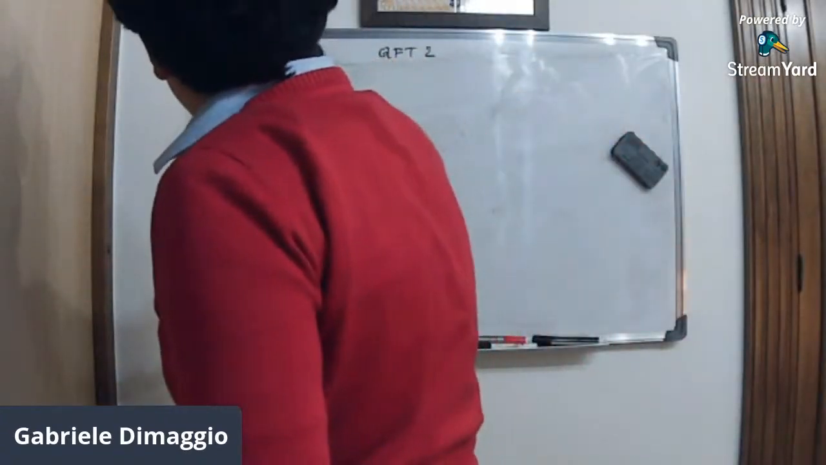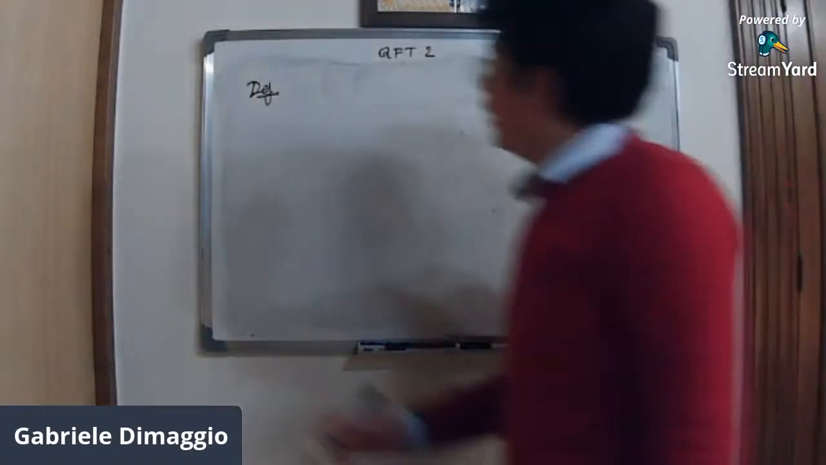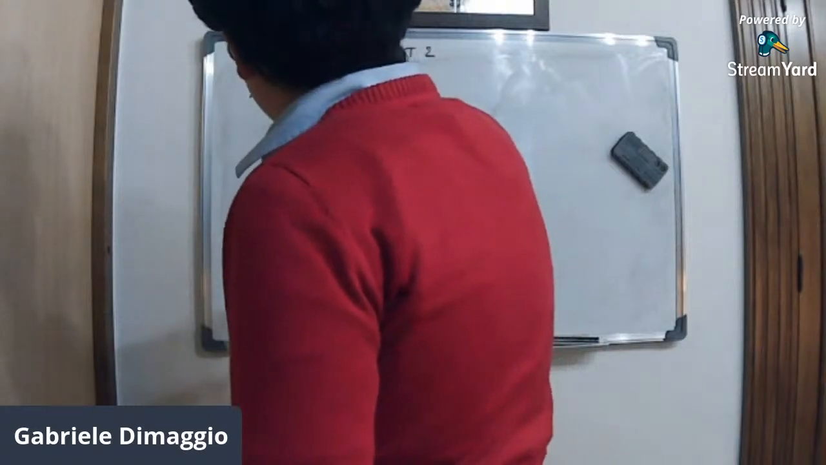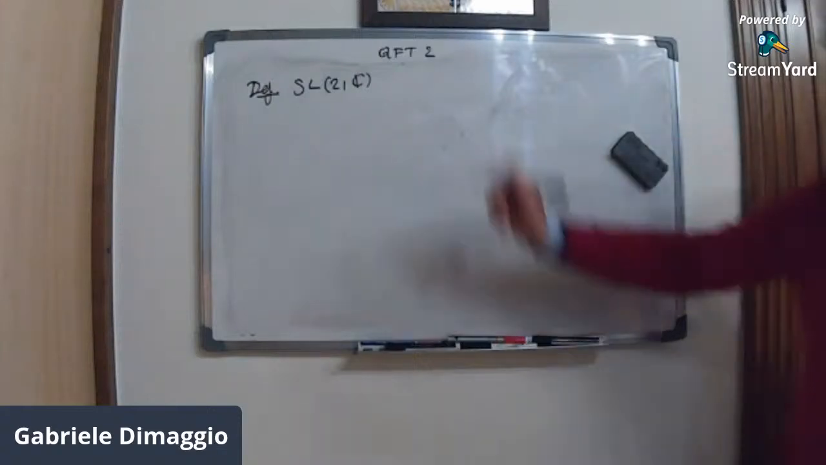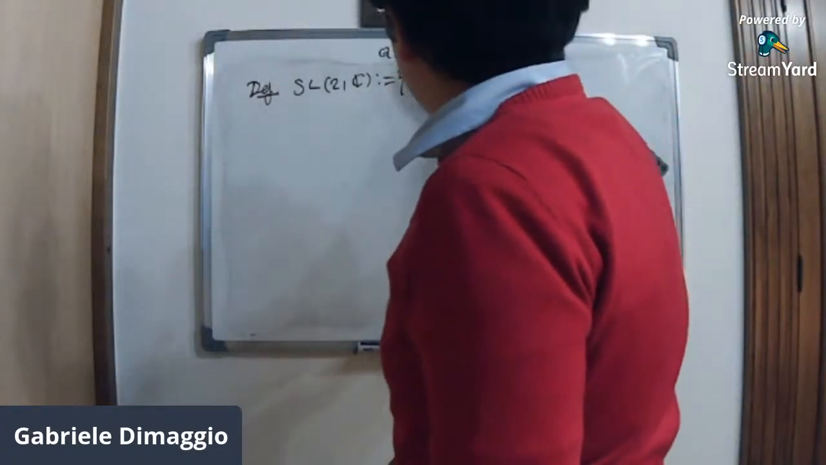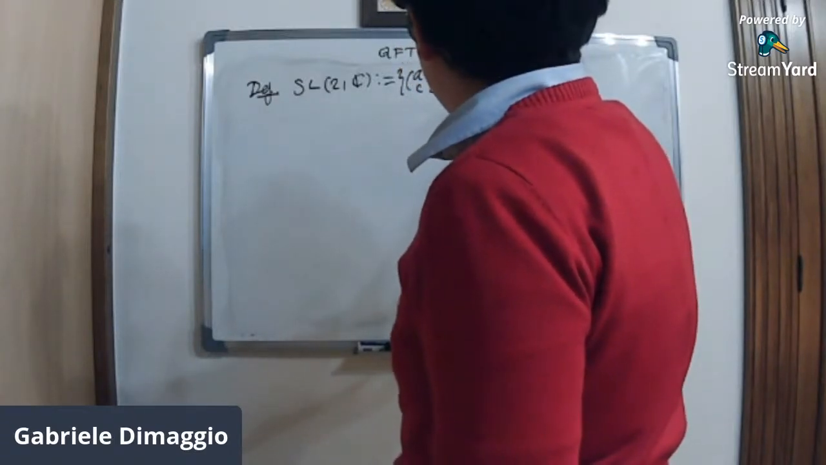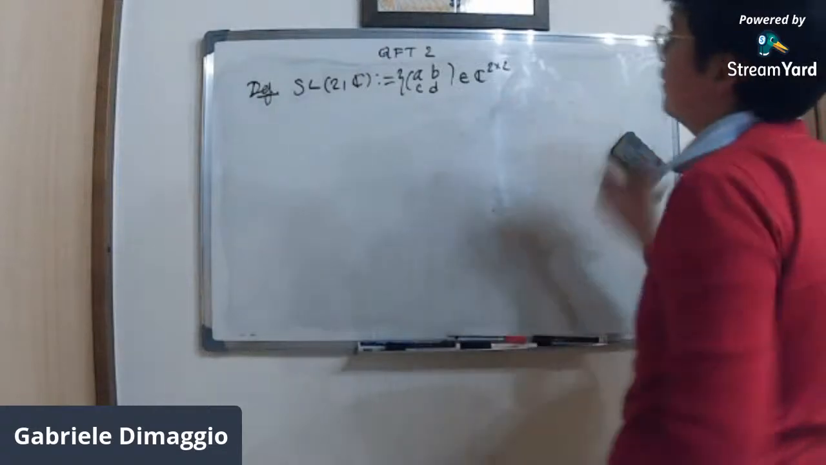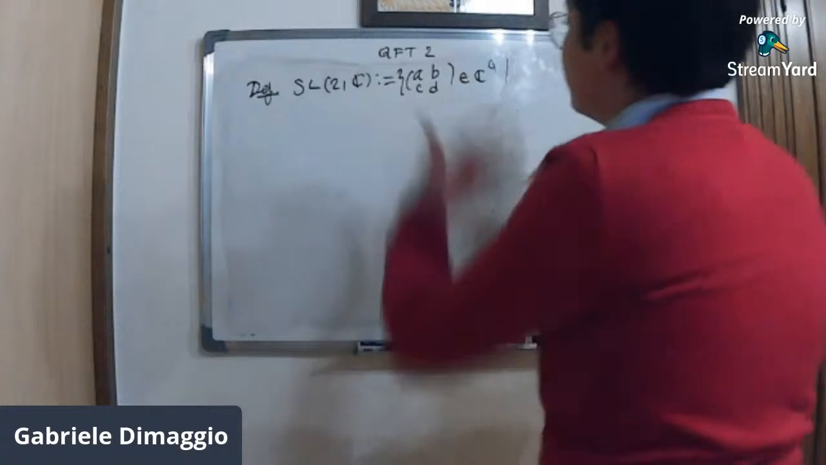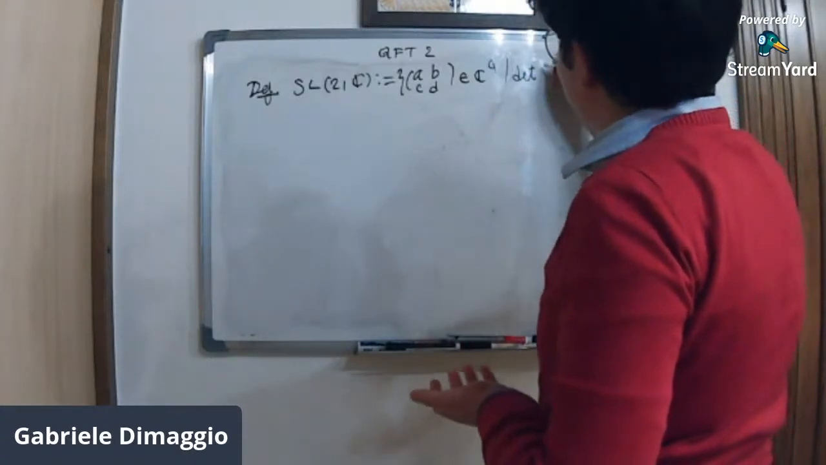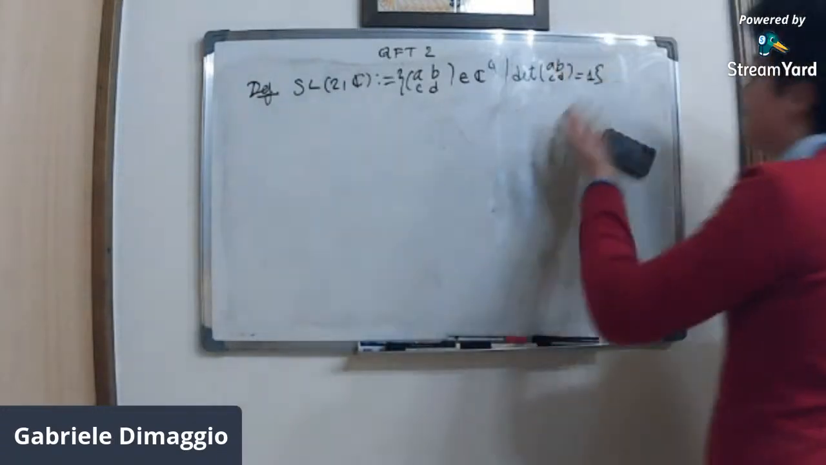Definition: what is SL(2,C)? C is the complex field. It's the set of every matrix of this kind, (A, B; C, D), in C^4, such that the determinant of this matrix is equal to 1. This is the special property.